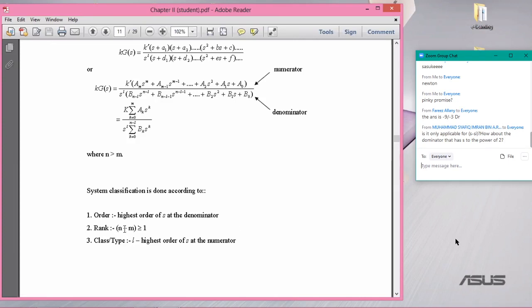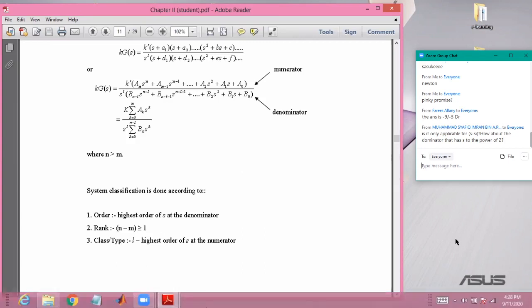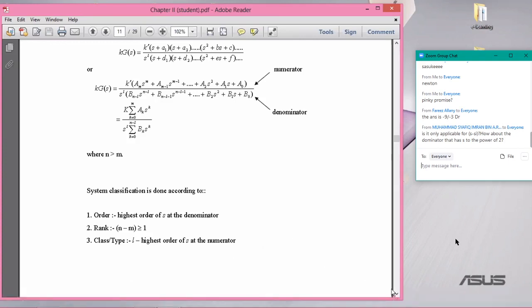The rank is just the highest power of S in the denominator minus the highest power of S in the numerator, and the class is just L. L is this S raised to the power of an integer there. So L is known as the class. Again, I'm going to explain this using example, which is much easier.